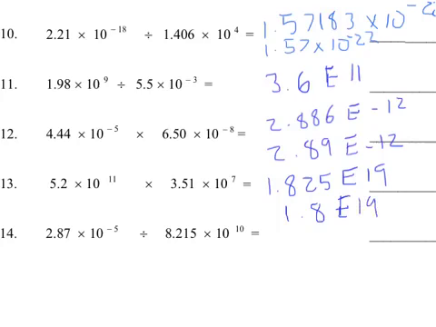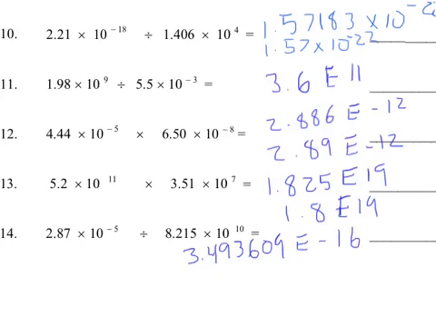And then I have the last one. I'm going to say 2.87 EE minus, remember that minus button is at the bottom of your calculator near the enter button, 5 divided by 8.215 EE 10. And when I put that in, what comes out is really ugly. It's 3.4930609 E negative 16, times 10 to the negative 16th.